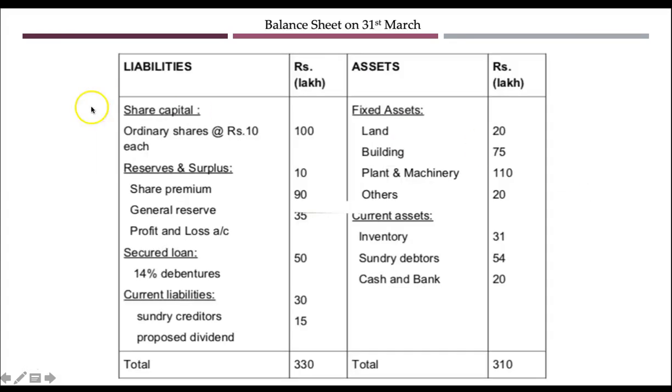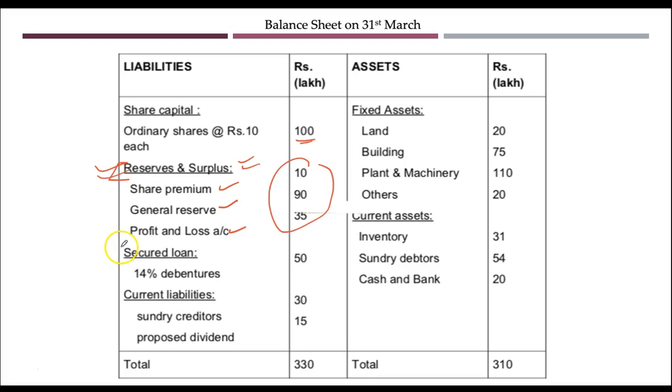Now as you can see, we have been provided that the share capital is 10 rupees each share, and the total amount is 100 lakh. Then you have reserves and surplus. You know what this is? Regardless of the name, the total reserve and surplus is your owner's profit.